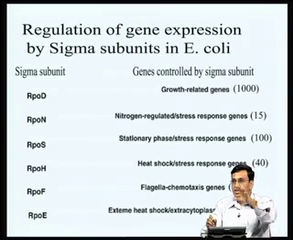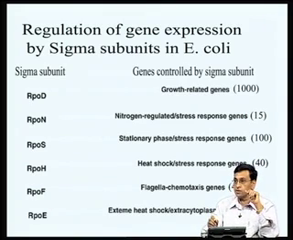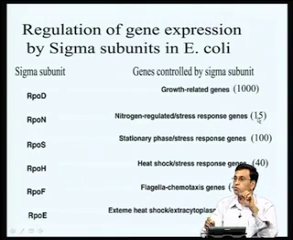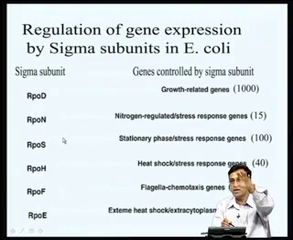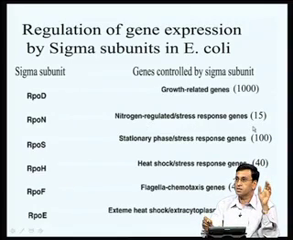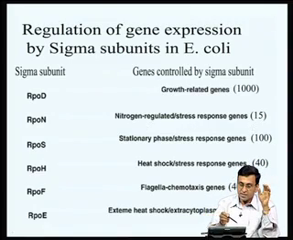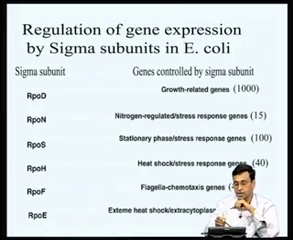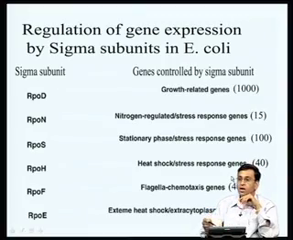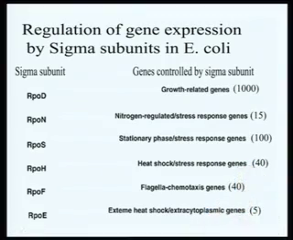Whereas suppose there is a nitrogen starvation, or there is a stress response, and let us say there are about 15 genes which need to be activated, a specific sigma factor called RPON now goes and binds to the -35 and -10 sequences of these genes and activates the transcription of these genes. So by synthesizing different sigma subunits which have the ability to recognize different -35 and -10 sequences, the E. coli can bring about differential regulation of gene expression.